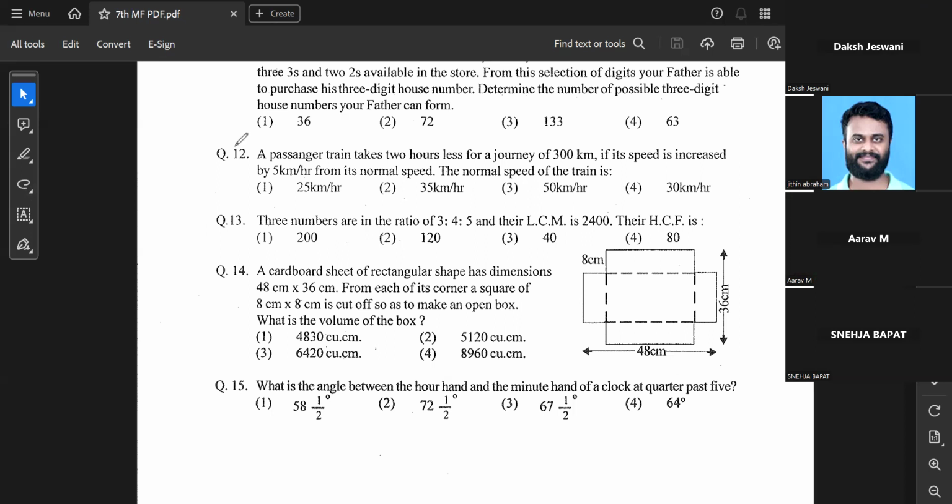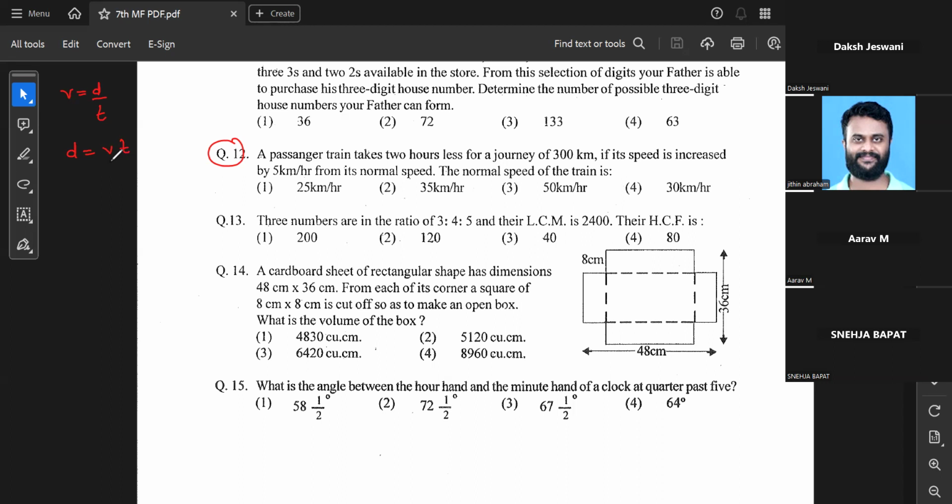A passenger train takes 2 hours less for a journey of 300 kilometer if the speed is increased by 5 kilometer per hour. The normal speed of the train is how much? So the formula is basically speed is distance upon time, as you know it. Now the distance will be equal to speed multiplied by time.